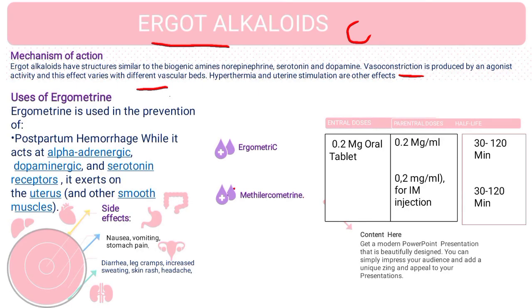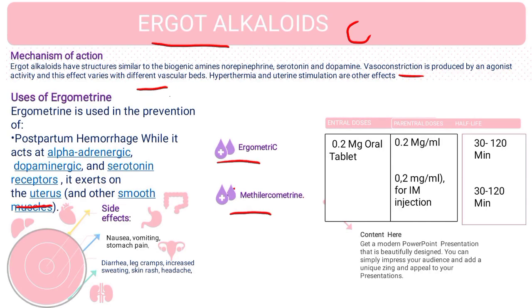The uses of ergometrine. Ergometrine is used in the prevention of postpartum hemorrhage while it acts at the alpha adrenergic, dopaminergic and serotonin receptors. It exerts its effect on the uterus and other smooth muscle cells. Ergometrine and methylergometrine are the two drugs of the ergot alkaloids that are used for the contraction of the uterine wall.